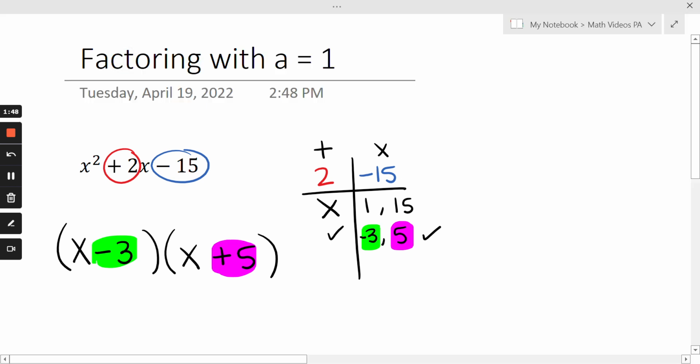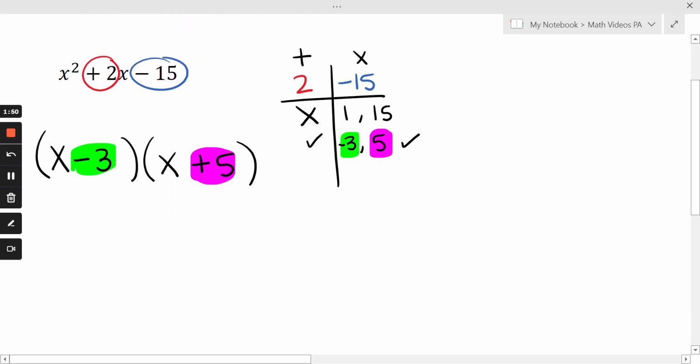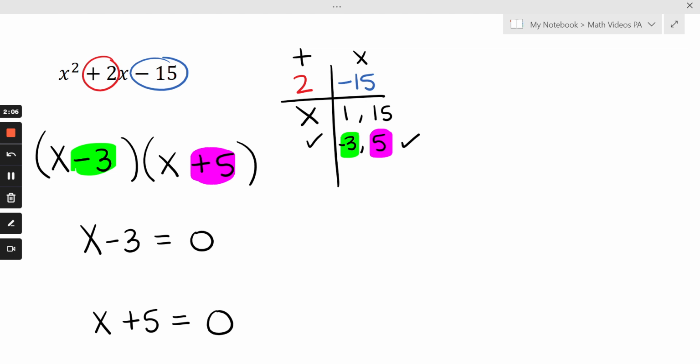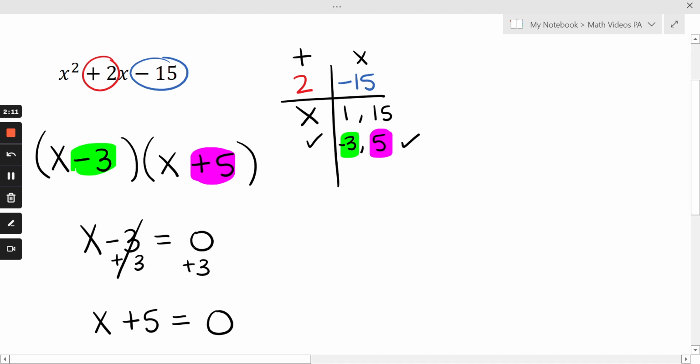Now, if you're asked to find the zeros, because technically we're looking at a parabola, all you're going to do is set each of these equal to 0. And we're setting them equal to 0 because we're talking about zeros, which are the intercepts on the x-axis, so our x-intercepts. And that should be easy enough. We would add 3 to both sides here to move it over, and I would get that x equals 3. And I would subtract 5 from both sides here, and I would get x equals negative 5. And that is where you would find those intercepts.